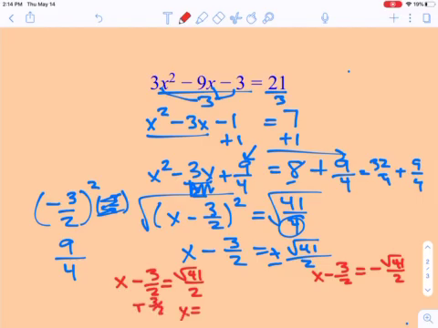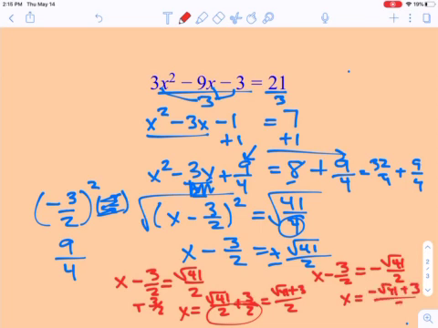So you're going to get x is equal to square root of 41 over 2 plus 3 halves. Well, that's basically the square root of 41 plus 3 over 2 because they have a common denominator. And this one's going to be the same kind of thing, but the difference is you're going to have x is equal to the negative square root of 41 plus 3 over 2.